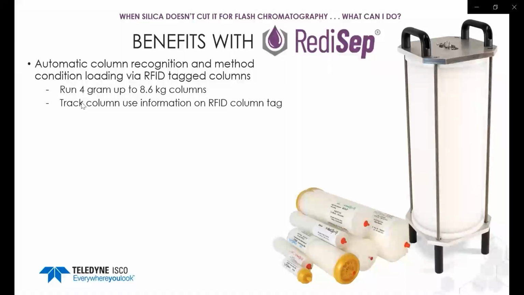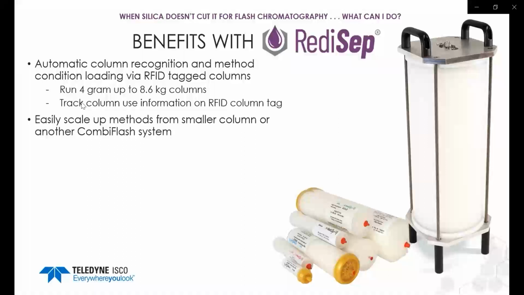And additionally, I think one of the neater benefits is that because these are reusable columns, the RFID tag not only is being read by the system, but you can actually write to the RFID tag. It'll write the information for the last time the column was used, the solvent last used on it, the number of uses it's had, and then you could take it to another system and use that column, and you'd have that same history there, so you know what the state of the column is.